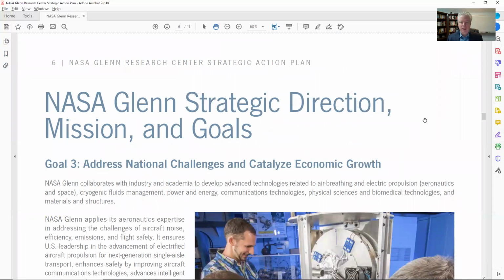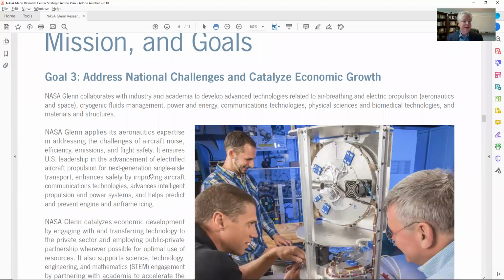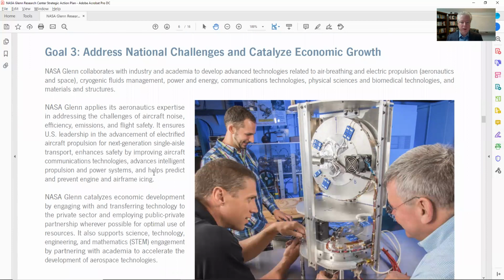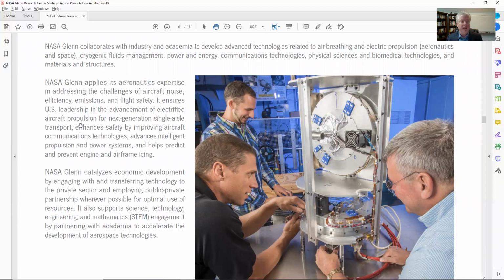Address the national challenges and catalyze economic growth. We would love to contribute to economic growth. Okay, so NASA Glenn collaborates with industry, that's us, to develop advanced technologies related to air breathing and propulsion, fluid management, power and energy, and communication technologies. This is where, if you're cutting edge, you can definitely fit in. They apply aeronautic expertise to addressing challenges, not just in space but in air flight across the board. It ensures U.S. leadership in the advancement of electrified aircraft propulsion, so they're contributing to that.